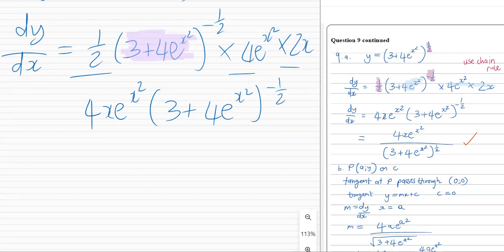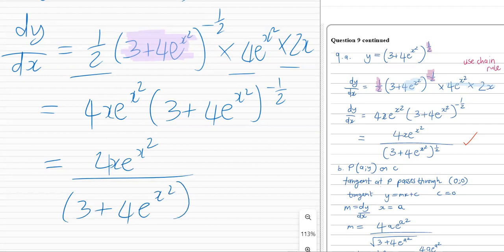This is a negative exponent, so you probably want your final answer in positive exponent form. There's the e^(x squared). In positive exponent form, that whole thing is in the denominator, and in the denominator it's a half. You could write this as a square root again, but I think this is full marks, so I'll just leave it like that. That was number A.